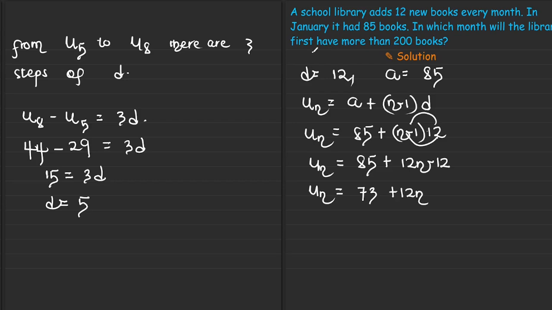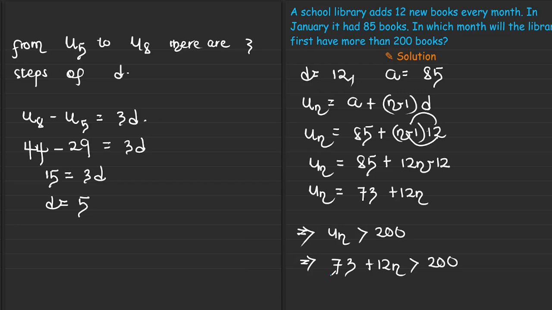Now it says, in which month would the library first have more than 200 books? If the library is to have more than 200 books, then that is an inequality question. So it simply means our general term UN should be greater than what? 200. And we know what UN is. So it also implies that 73 plus 12n should be greater than 200. You see, so the term we are talking about, its value should be greater than 200. And hence, we solve what?